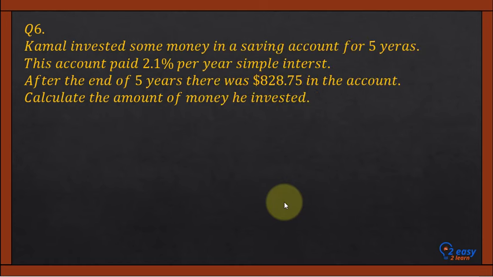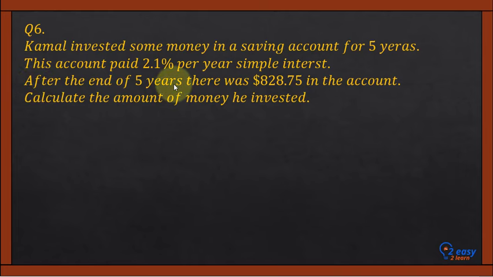Question number 6. Kamal invested some money in a saving account for 5 years. This account paid 2.1% per year. So 5 years means time is 5, R is 2.1, simple interest. This is the formula. We will apply the simple interest formula.